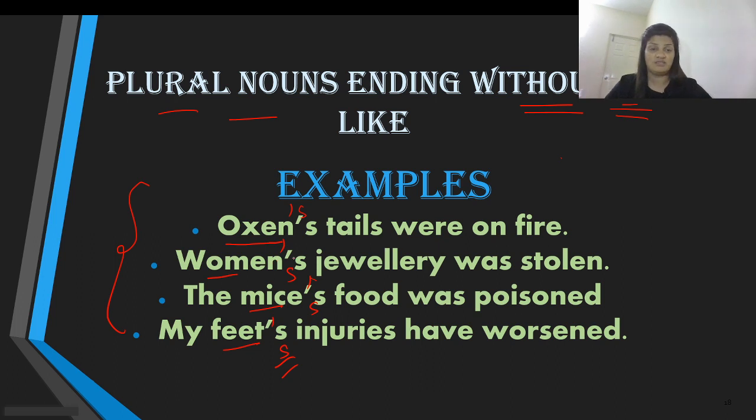As in, oxen's tails were on fire. Women's jewelry was stolen. The mice's food was poisoned. My feet's injuries have worsened. So all you have to do over here, when you do not have the letter S and you still have a plural noun, is go with the standard rule of apostrophe and add the letter S.